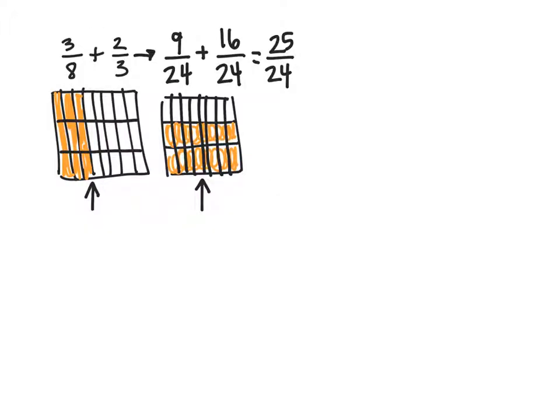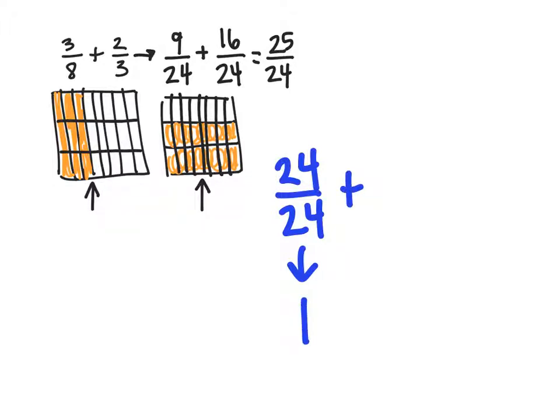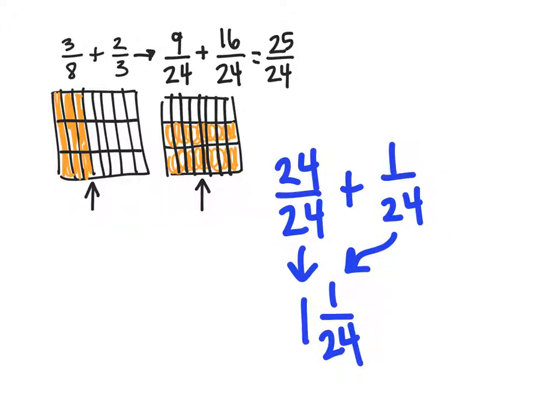So looking at 25 24ths, we know that that answer is more than 1 because 1 would be 24 24ths. So if we have 24 24ths, we know that's equivalent to 1. And what do we have left? We've got that 1 24th left. If we add that down below here, that leaves us with our mixed number of 1 and 1 24th.